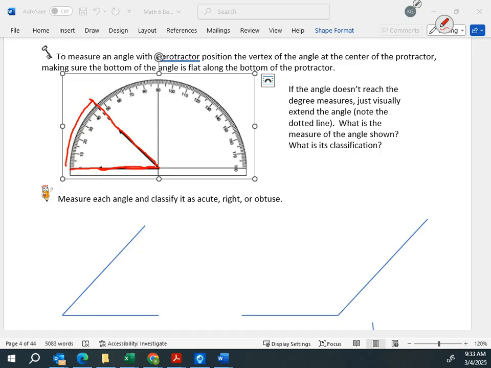Adeline? On the protractor? Oh, I want you to find it on your protractor. So yeah, the numbers on the, so let's see if you're. So we're going to line it up right there, and then click it out.